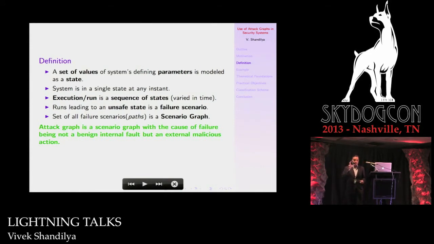And an attack graph is a scenario graph where the cause for the failure is not a benign internal fault, but a malicious external action. So this is the way in which we're going to perceive it, because there have been many attempts to define it as a graph based on the conditions and many other approaches, but it turns out that this gives us the best way to formulate the violations of properties.